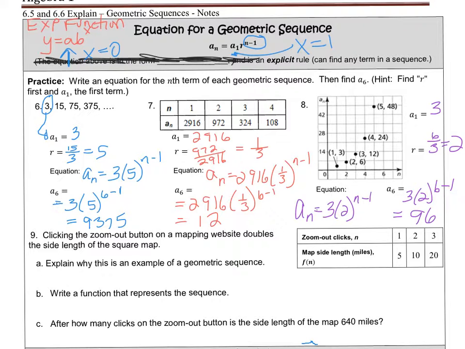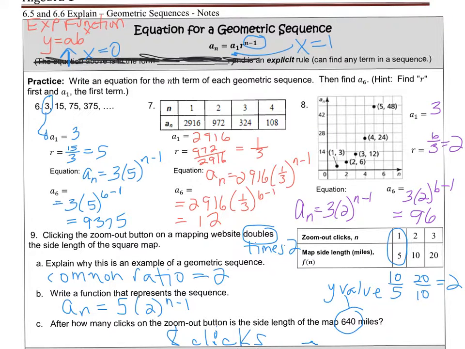On number 9, the hard part is once they've given you the information and you've figured out the equation, they want you to figure out the number of clicks for 640 miles. So they've given you the y value, the answer, and they want to know the x value, the number of clicks. So the way you'll do that once you've come up with your explicit rule is you will put it into the y equals of your calculator, remembering to use x instead of n in the y equals button, and look at the table to find the answer. So pause your video while you do all the work and then check back for the answer and the explanation.